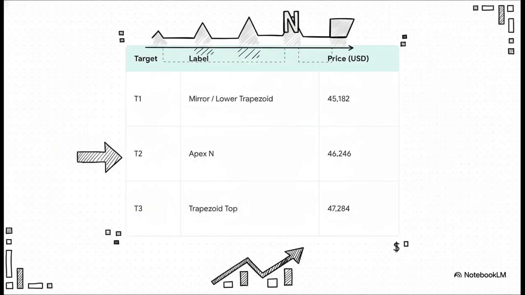Here are the exact price levels for each of those targets. The first one, T1, is at 45,182. If the price keeps going, the model then looks to T2 at apex N, and that's at 46,246. The final target for this whole cycle, T3, is the trapezoid top, sitting at 47,284.